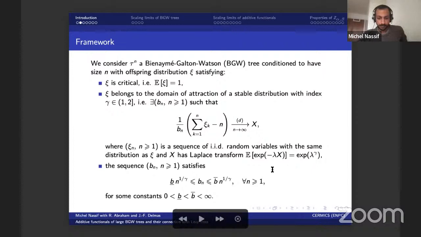Belonging to the domain of attraction means that the sequence B_n will be of the form some slowly varying function times n to the power 1 over gamma. And here, in the third condition, we just ask for this slowly varying function to be bounded. But again, if this seems too technical, you can just keep in mind that xi is critical and has finite variance. I just wanted to show you that it works under more general conditions.